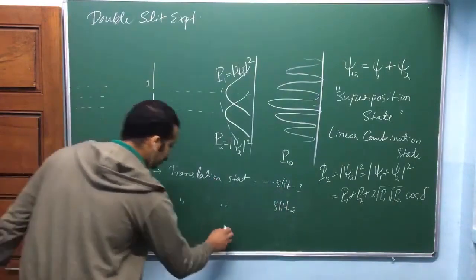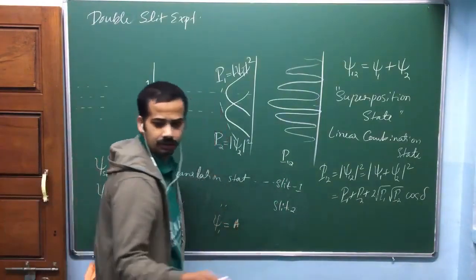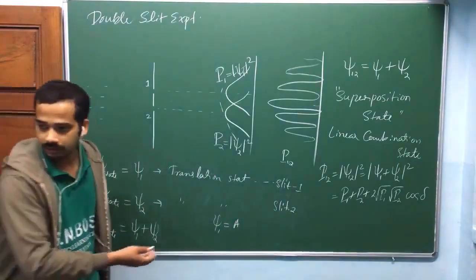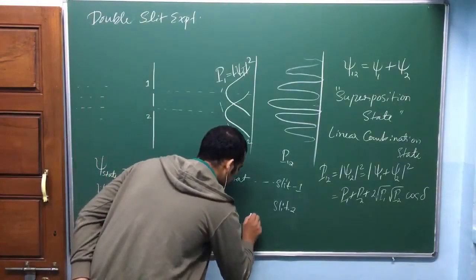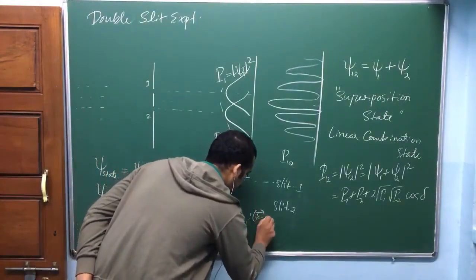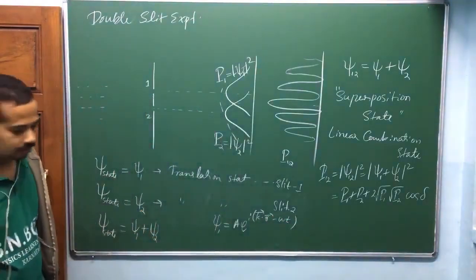Remember, this psi 1 and psi 2 you will get to know. These are exactly similar to our wave optics. Again, after solving the Schrodinger equation, you will get to know these translational states are like this: e power i (k dot r minus omega t) only.